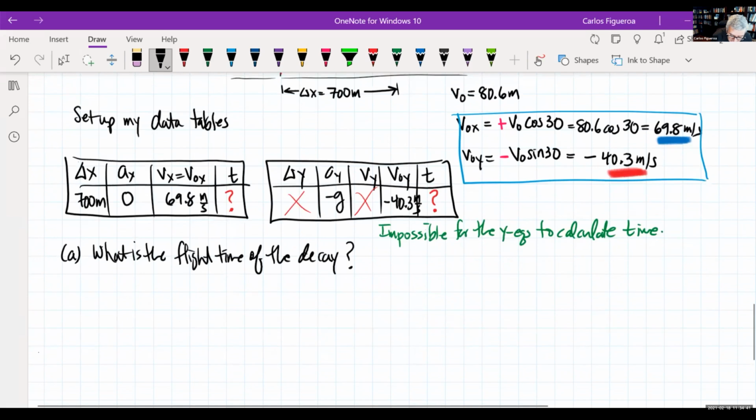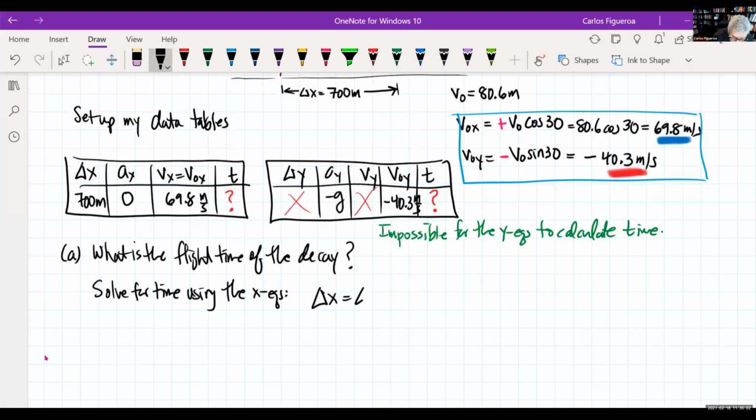And remember what we said here, if ax is equal to 0, then there's only one equation. So here I go. I'm going to solve for time using the x equations. And what we already said here is that there's only one relationship in the x to get the time here. So what am I going to do? I'm going to solve this thing here.